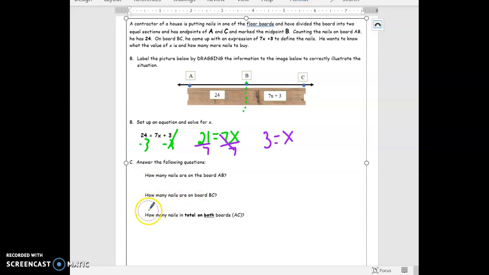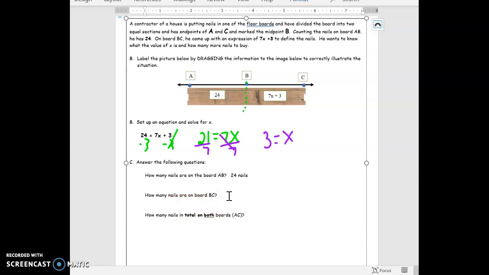So looking at answering my question, how many nails are on board AB? Whether you look back to your picture or up in the narrative there, it tells you counting the nails on board AB, he has 24. Or again, the picture shows you that you have 24 nails. So you can simply come down and write your answer of 24 nails. Then how many nails are on board BC?